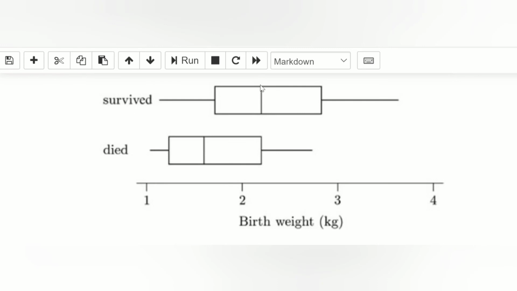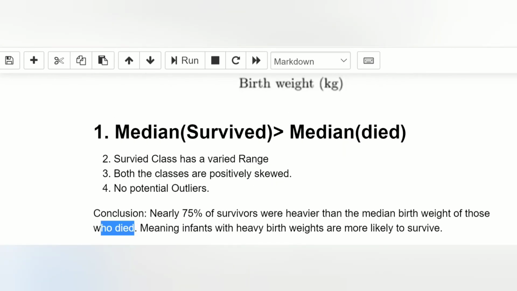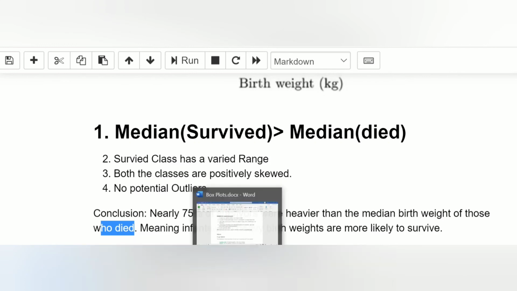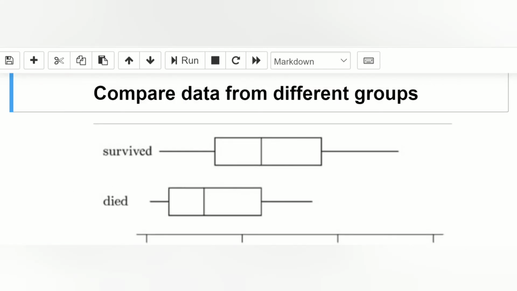In this example, the median for the survived infants is greater than the median for the died infants. There are no potential outliers, and the survived class has a wide range of values as compared to the infants who died. So I can establish a relationship in terms of the null hypothesis, and then I can extend this test beyond, and I can draw a conclusion that nearly 75% of the survivors were heavier than the median birth weight of those who died, meaning infants with heavy birth weights are more likely to survive. So that's just an observation that we can draw from this box plot.